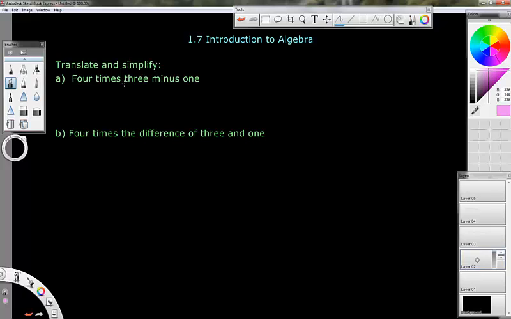We got a bunch of problems laid out here and ready to go. Here we go. This is Introduction to Algebra, and I think this is where the videos need to start anyway. So let me show you these two problems. This says translate and simplify.